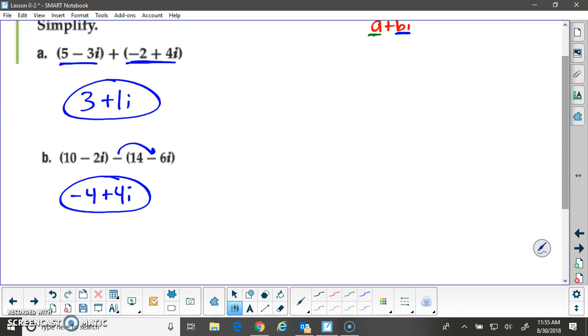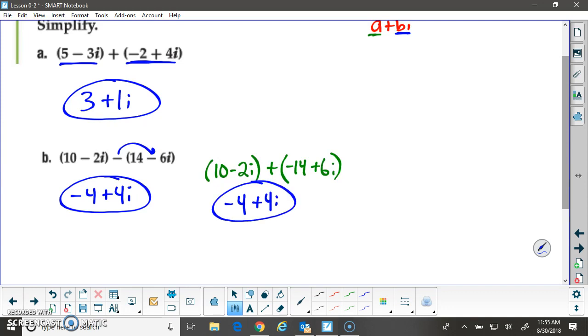Some people like to take a subtraction problem, such as part B, and just rewrite the problem as an addition problem. So I'm going to change that minus sign to a plus sign, as you can see. But then I have to change my second complex number from 14 minus 6i into negative 14 plus 6i. Now this problem gets done just like part A. If you combine your real number parts, then combine your imaginary number parts, you end up getting the same result.